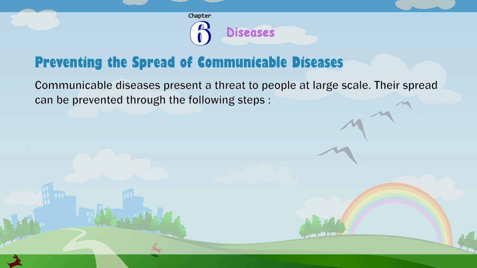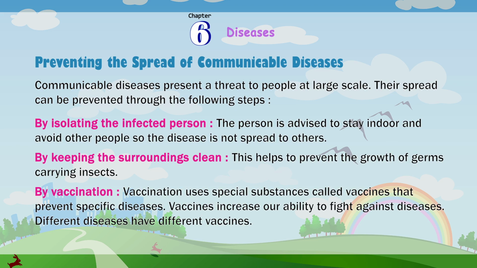Communicable diseases present a threat to people at large scales. Their spread can be prevented through the following steps: by isolating the infected person. The person is advised to stay indoors and avoid other people so that the disease is not spread to others. By keeping the surroundings clean. This helps to prevent the growth of germs carrying insects. By vaccination. Vaccination uses special substances called vaccines that prevent specific diseases. Vaccines increase our ability to fight against diseases. Different diseases have different vaccines.